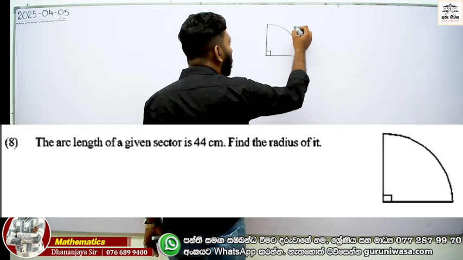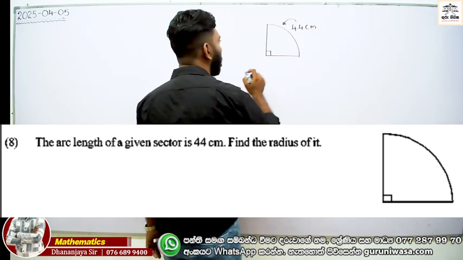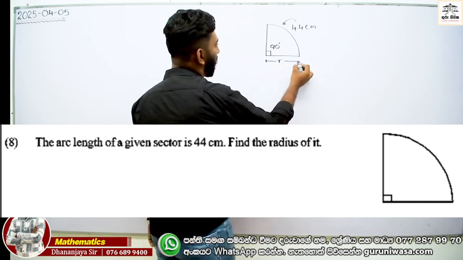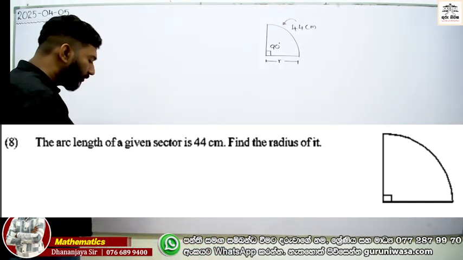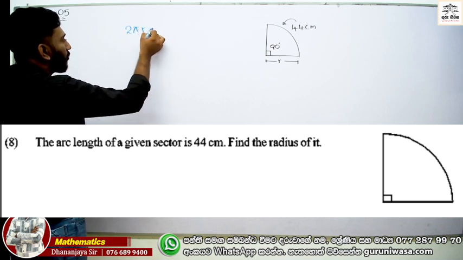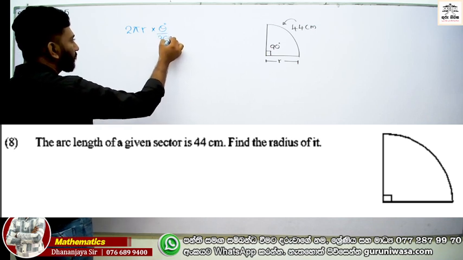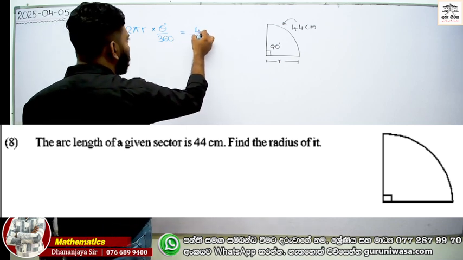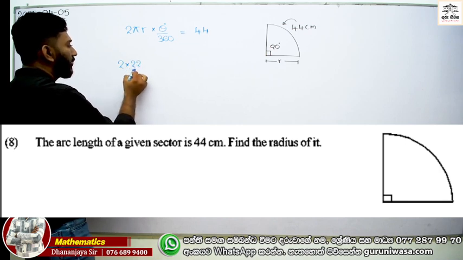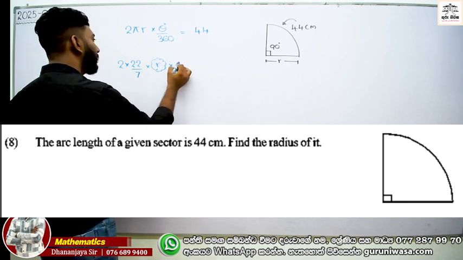The arc length is 44. Therefore, the arc length is this one, which is 44. And you know the angle here is 90 degrees. The radius we don't know. And you know the formula. What is the formula? Arc length equals 2 pi r times theta over 360. And this should equal 44. 2 multiplied by 22 over 7 multiplied by r, we don't know the value of r, multiplied by 1 over 4.